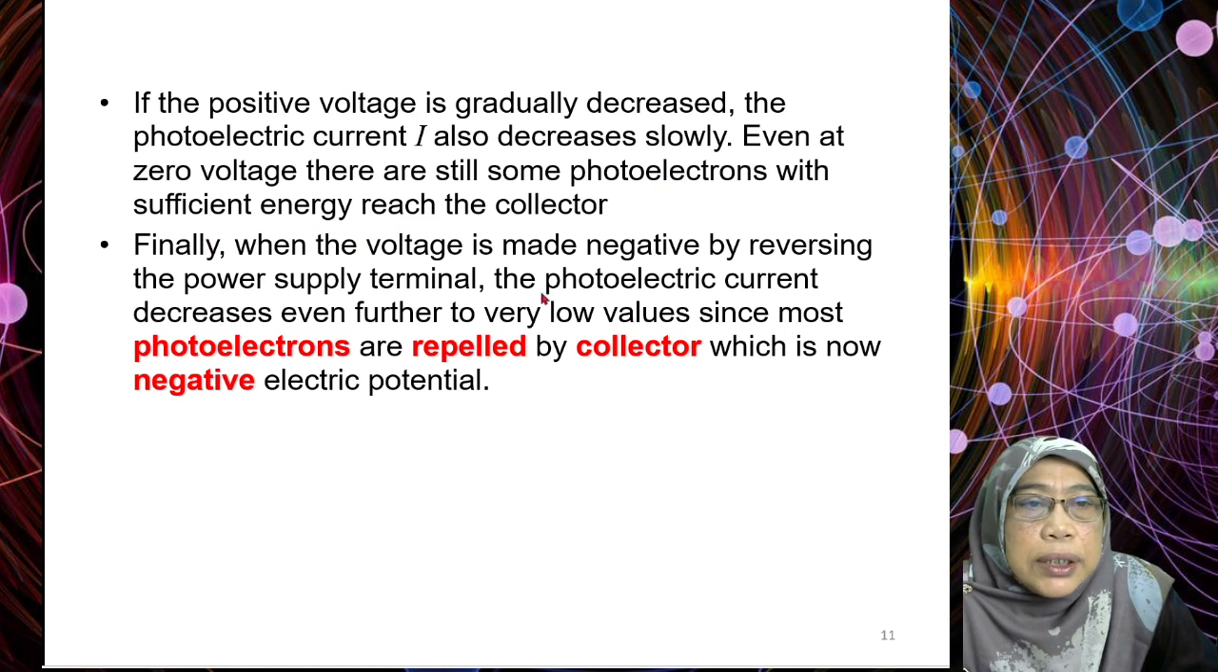Finally, when the voltage is made negative, that is the reverse voltage. The voltage is made negative by reversing the power supply terminal. You reverse the terminal of the power supply, then the photoelectric current decreases even further to very low values, since most photoelectrons are repelled by the collector, which is now at negative electric potential, which we call the stopping potential.